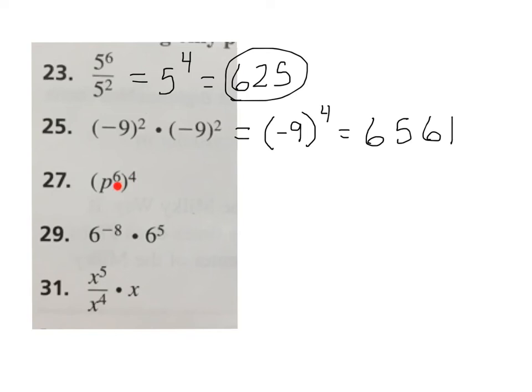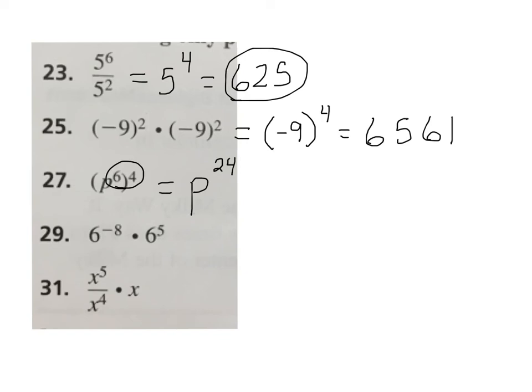All right, let's look at 27. Now, what would 27 be defined as? Say it loud. Power to a power. See, we only have one base, don't we? So it's a power to a power. So in this case, we multiply the exponents. So that'll be p raised to the 24th power. Right. 6 times 4 is 24.